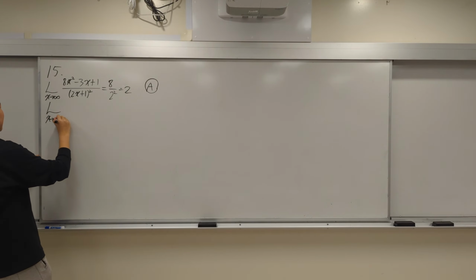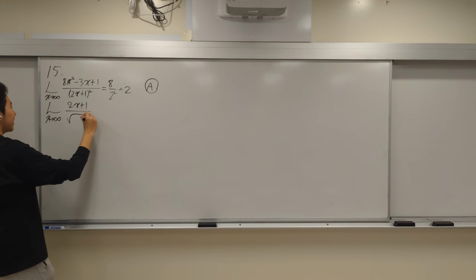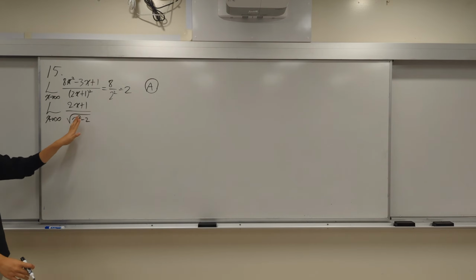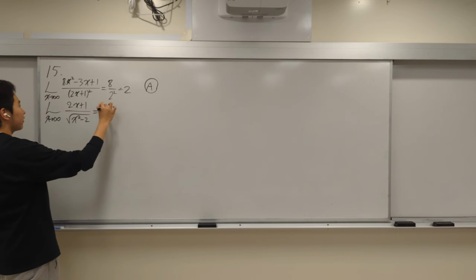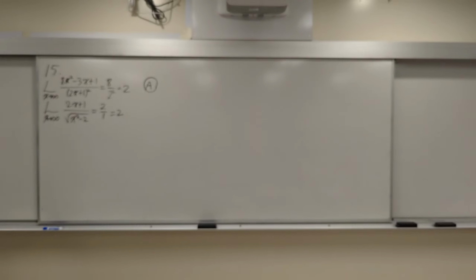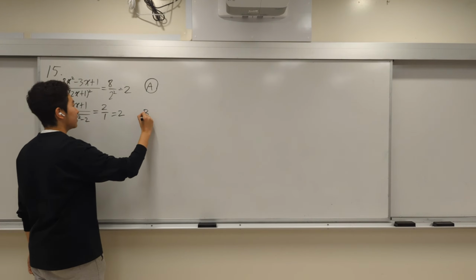B gives you limit x goes to infinity of 2x plus 1 over square root of x squared minus 2. So again, the limit is infinity over infinity. We compare the degree 1, and then the square root of x squared has degree 1. So we just compare the leading coefficients 2 over 1, and that's also 2. And B is also correct, right? B is also correct.